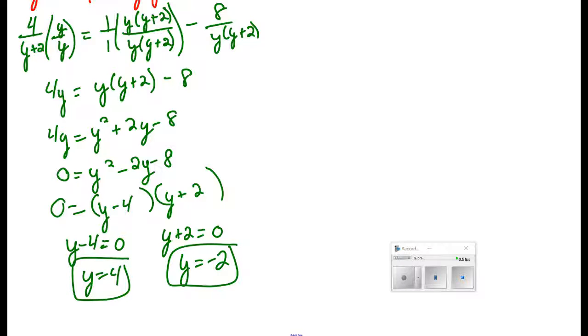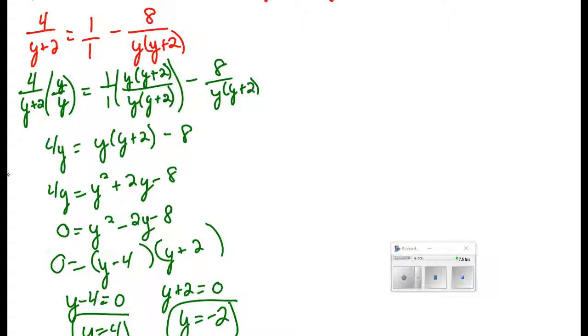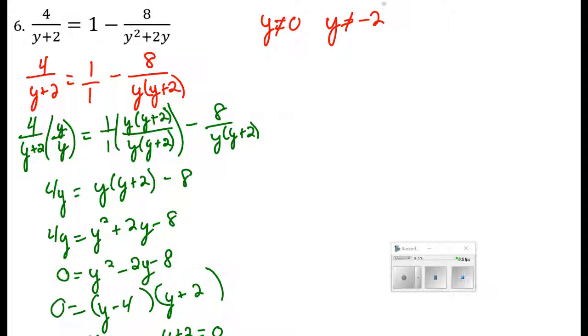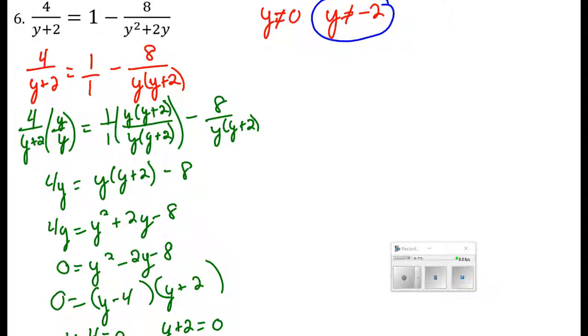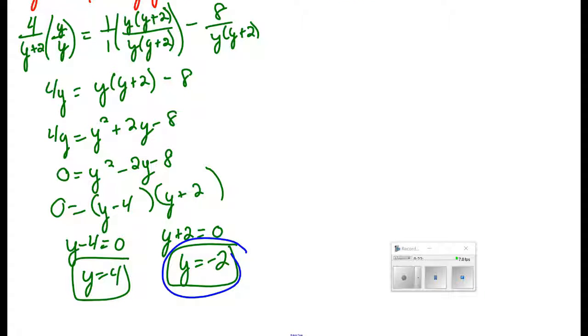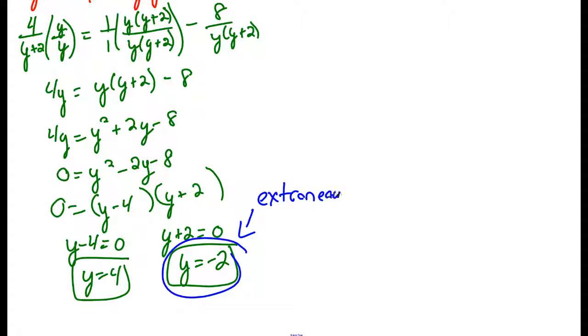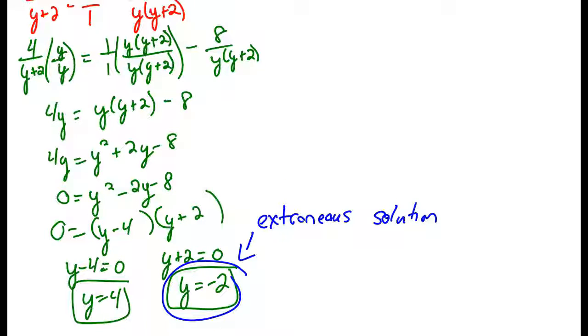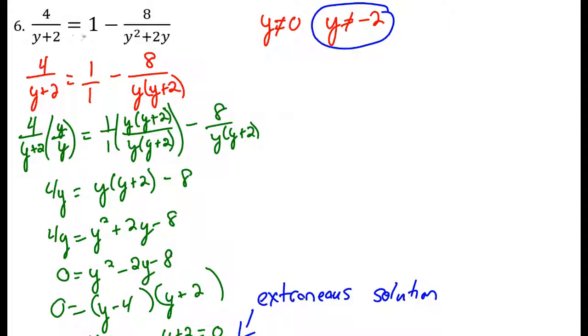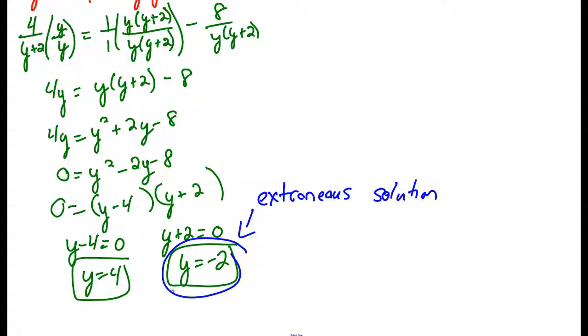But a little warning light should be going off in your head, because back at the beginning of your paper, you wrote y cannot equal negative 2. Well, we got y equals negative 2 as a solution, so we call this solution extraneous. If I try to plug in y equals negative 2, that would cause me to divide by 0, so it's not in the solution set. So we reject that solution, and our only solution is y equals 4.